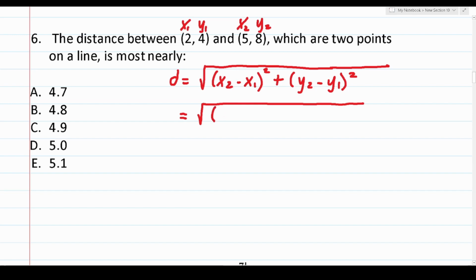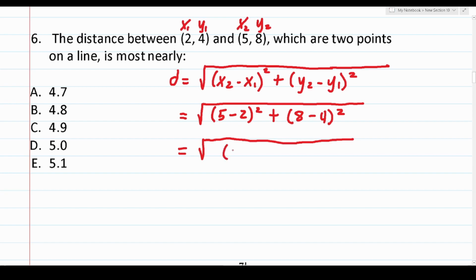So x2, as we can see, is 5. This becomes 5 minus x1, which is 2, again, that's squared, plus y2 is 8 minus y1, which is 4. Of course, that's squared. Let's keep working this out. And I'm not going to skip any steps as I do this one.